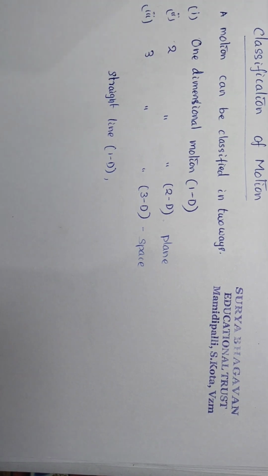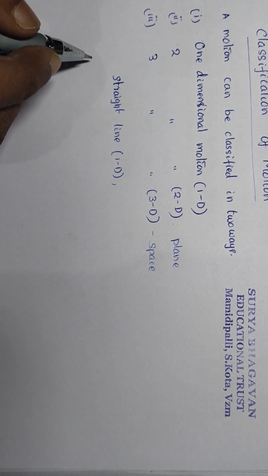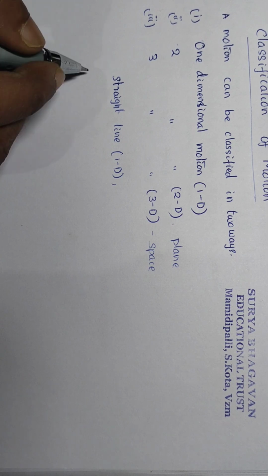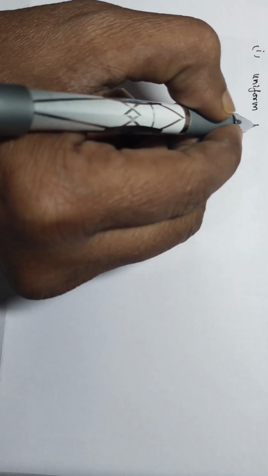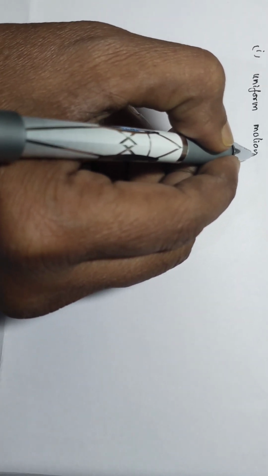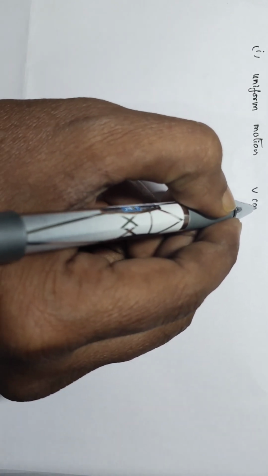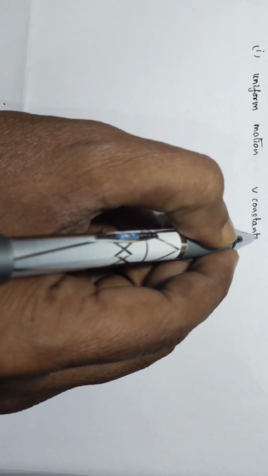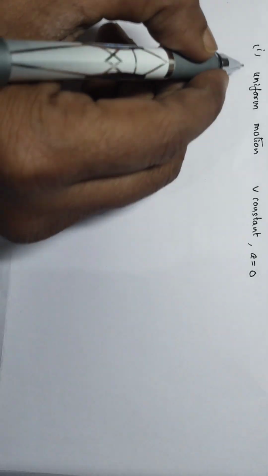Secondly, the motion can be classified in another way, based on the velocity and acceleration. One is uniform motion. In this motion, the velocity is constant, v constant. So there is no change in velocity. That means acceleration a is equal to 0.